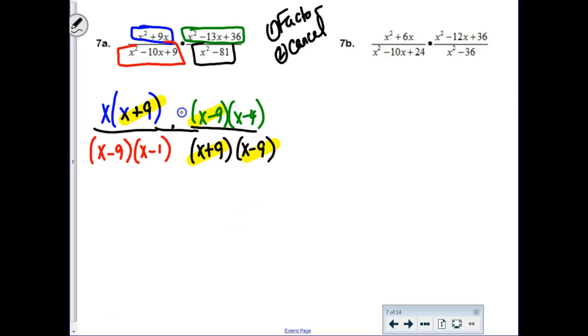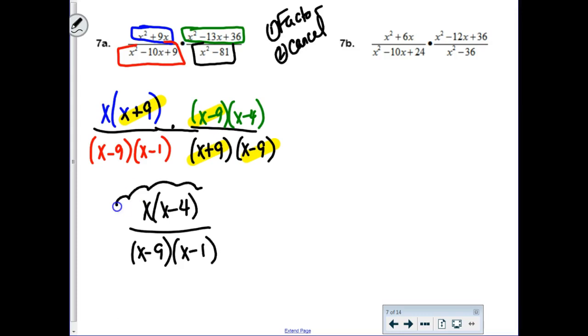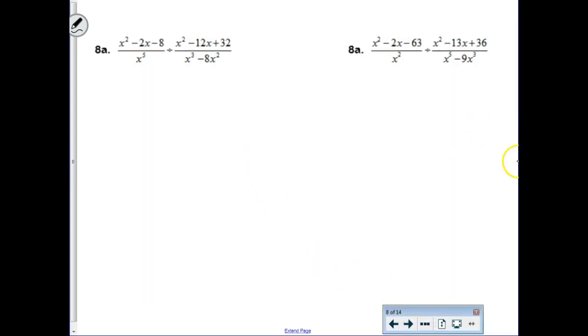So up in my numerator, you still have an x and you still have an x minus 4. Leave it factored. And then down in the denominator, you still have an x minus 9 and an x minus 1. And that's your answer. Please don't take the time to distribute things, it's just not worth it. Leave everything in factored form.